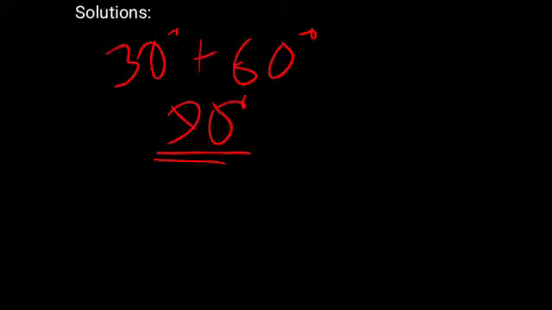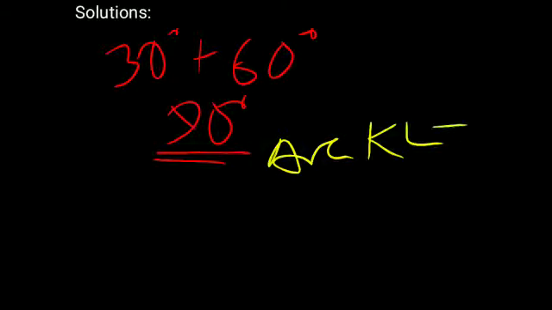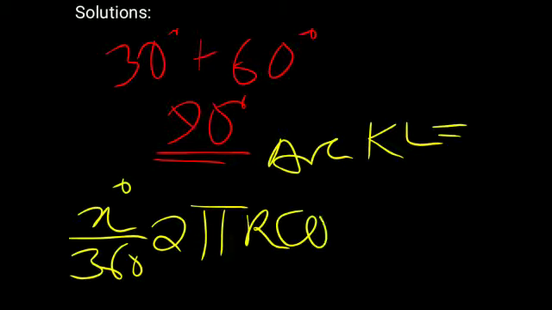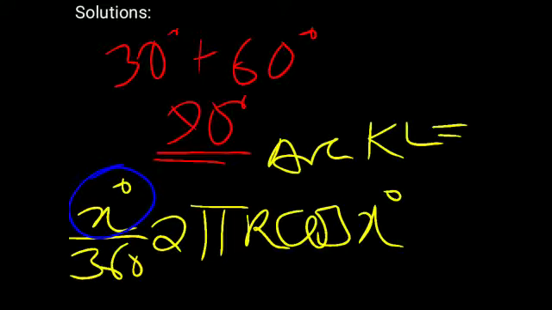The formula obviously is the same. Arc KL is equal to x degrees over 360 degrees times 2 times pi times r cos x degrees, where again the first x is the angular difference and the x in the cosine is the degree of the latitude.